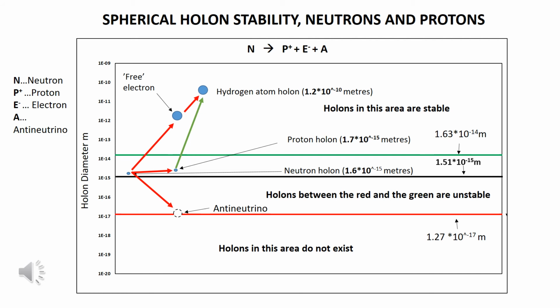Let's have a look at the quantum process and holon explanation of this process and see if it does any better. Let's first note that it is not unreasonable to suppose that any holons with diameters between 1.51 times 10 to the minus 15 meters and 1.27 times 10 to the minus 17 meters, the black and red lines, will be very unstable indeed.